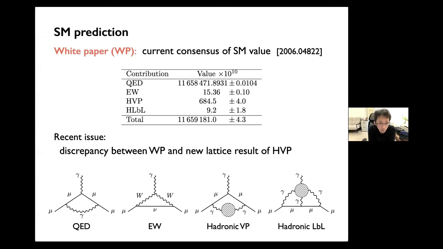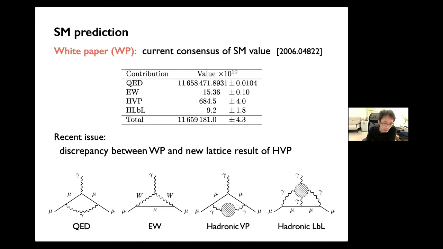Recently, almost 1.5 to 2 years ago, the white paper was published, which is the current consensus of the standard model prediction. The standard model contribution is composed of four categories. The first one is QED, and the second one is the electroweak. And there are also two hadronic contributions. The first one is the hadronic vacuum polarization, whose leading diagram is here. The second one is the hadronic light-by-light contribution, which is given by this diagram. And as you see, the largest uncertainty comes from the hadronic vacuum polarization.